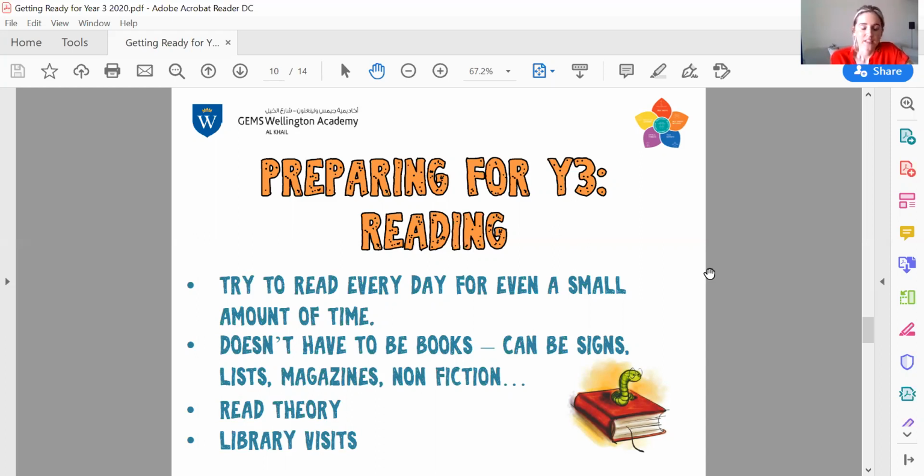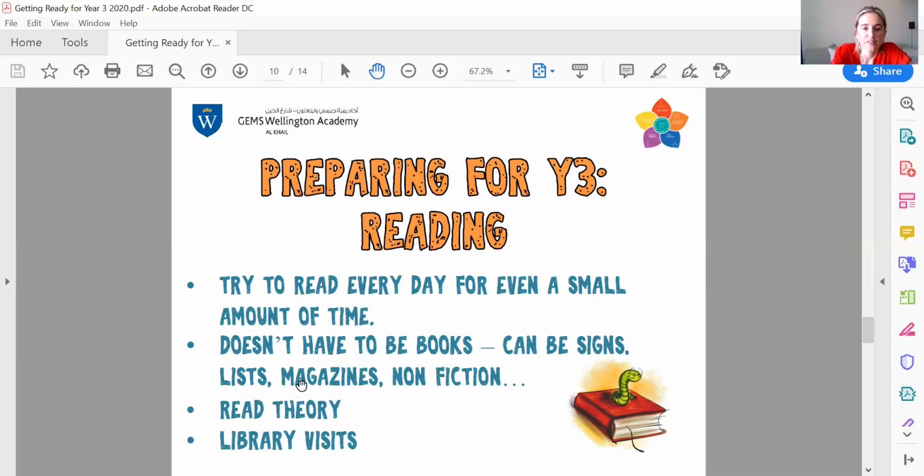So I've got reading. It seems really obvious, but it makes such a massive difference. Just try and read every day, even for just a small amount of time throughout the holidays. And I've put there that it doesn't have to be books. If you're having a day out, it could just be signs and posters or tickets or anything, lists, magazines, non-fiction books as well. There are some children that at certain points don't like reading stories, so just a reminder that it can be non-fiction related to something that they enjoy.